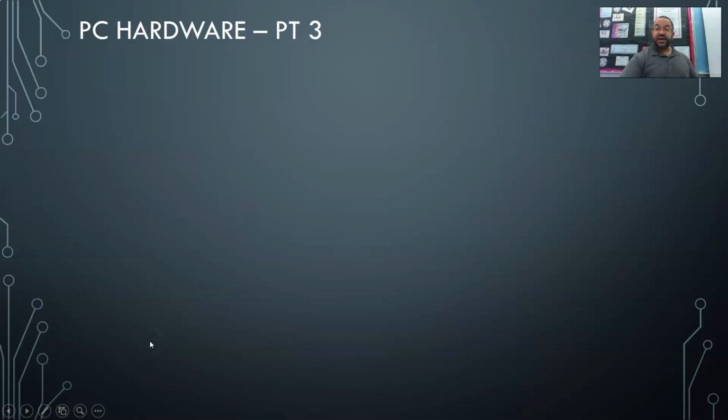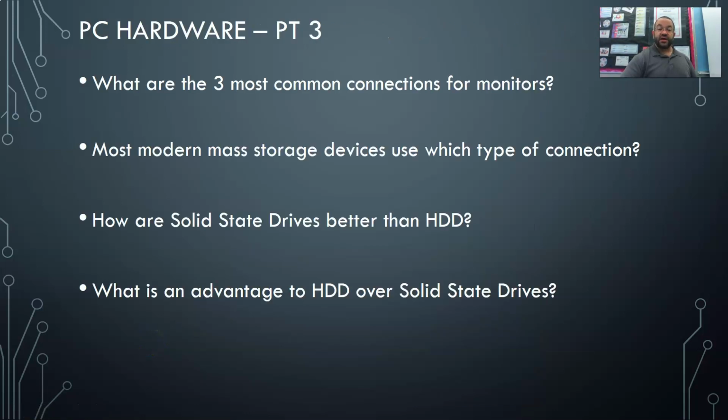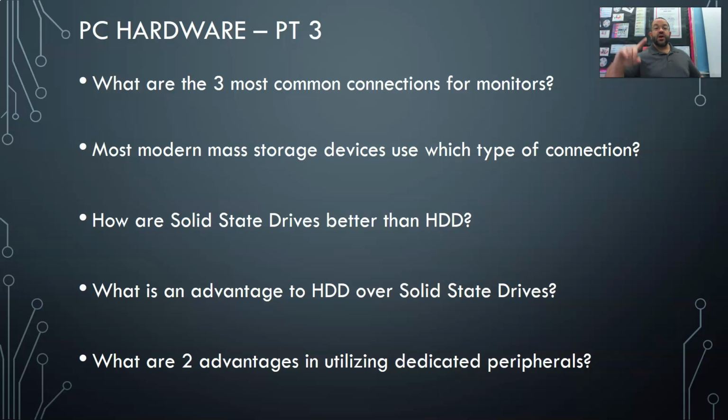And I believe that should bring us to the end of this unit. So go ahead and answer these 5 questions, and I believe I covered all these, all right? The most common connectors for monitors, right? I talked about at least 2 of them. Actually, I talked about 3 of them. Mass storage is used what type of storage connection? I mentioned both the external and the internal. We talked about the difference between solid-state drives and hard disk drives. Why is one better than the other, right? We talked about those 2. And then we talked about advantages to utilizing dedicated peripherals, right? And dedicated additional sound cards.